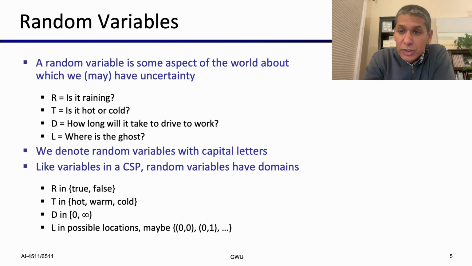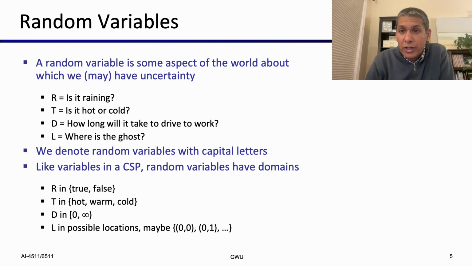Okay. So let's start by giving a definition here, which is for a random variable. A random variable is any aspect of the world about which we have some uncertainty. For example, is it raining? Is it hot, cold, warm, lukewarm, etc.? So those can be represented by random variables R or T. Similarly, driving time, location of the adversary, etc.